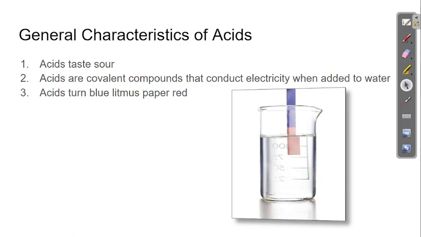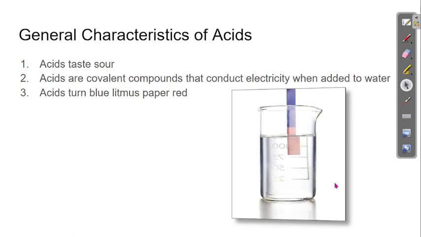Number 2, acids are covalent compounds. And remember that covalent means that you have two nonmetals bonding together using covalent bonds, meaning they are sharing electrons, but in a way that they conduct electricity when added to water. We'll see how this works.